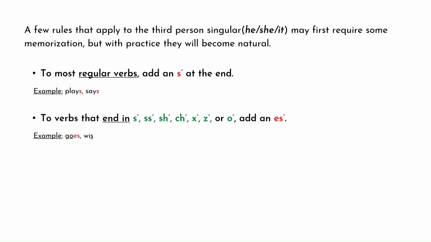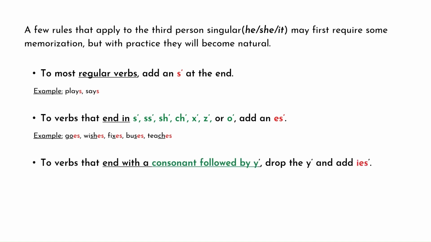To verbs that end in these letters, we add an es at the end. For example, the verb go, wish, fix, bus, teach. We add es at the end of them all, and it becomes he or she goes, wishes, fixes, buses, and teaches. To verbs that end with a consonant followed by y, drop the y and add ies. For example, copies and tries.